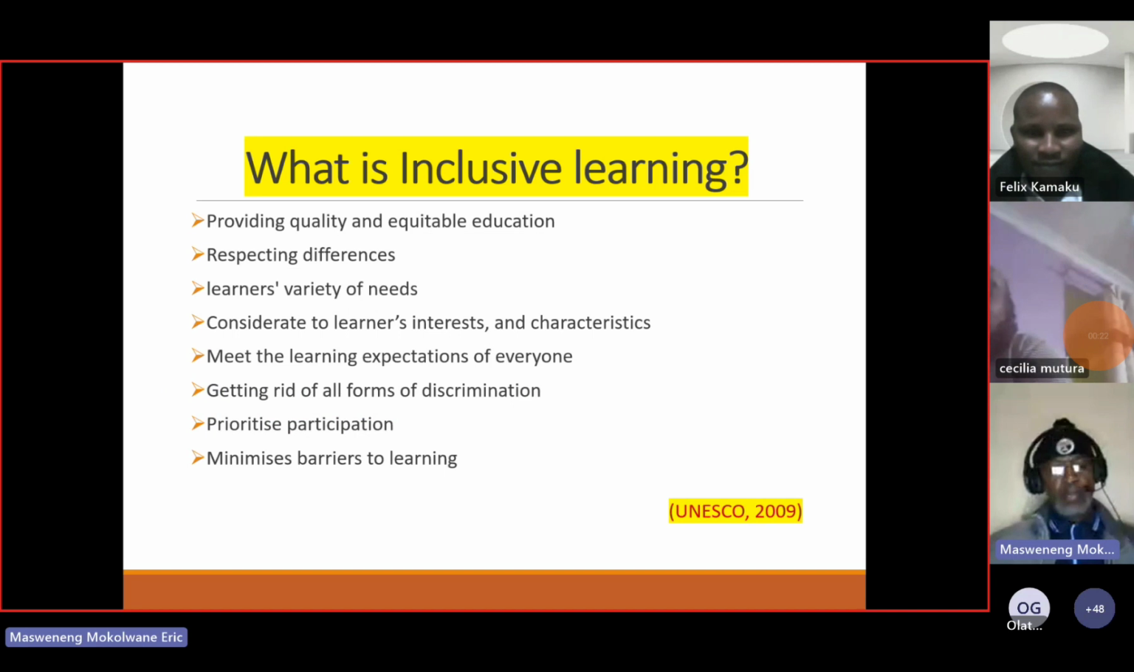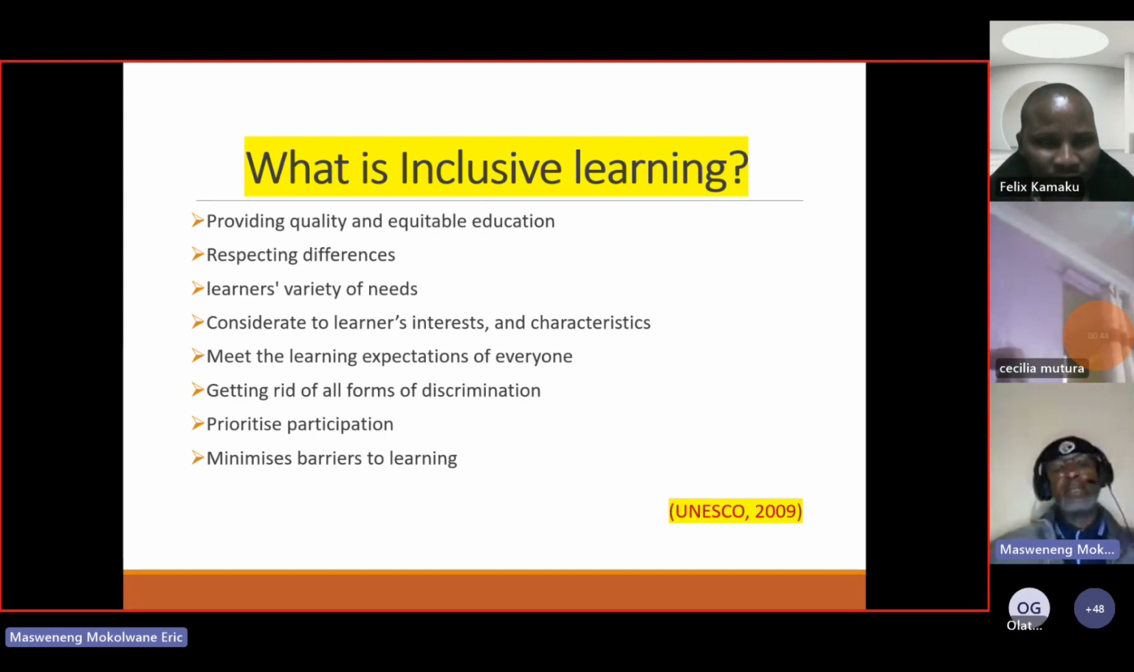And what is inclusive learning? Inclusive learning embraces providing quality and equitable education, that which Sustainable Development Goal number 4 requires every one of us to do. Inclusive learning also requires every one of us to respect differences, to respect diversity. It also requires every one of us to understand, acknowledge, and respect the variety of needs that our learners have. It also requires every one of us to be considerate to learners' interests and their characteristics.